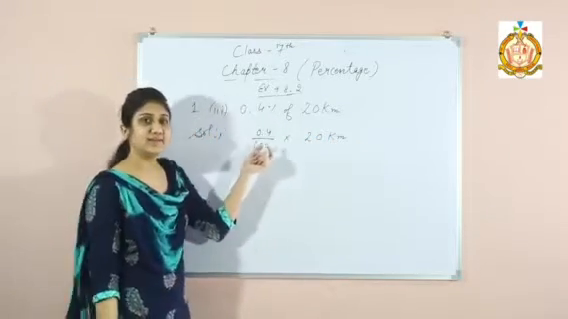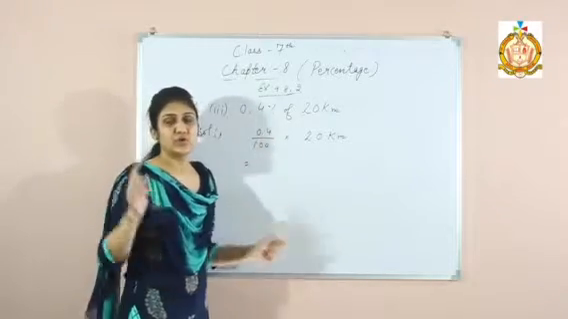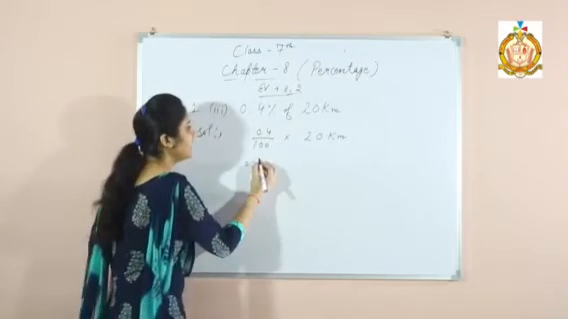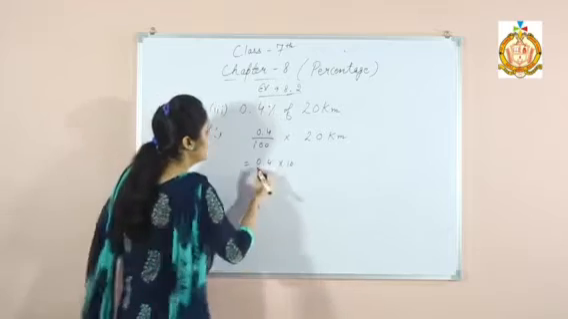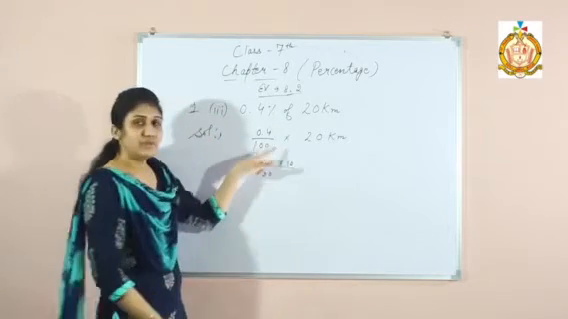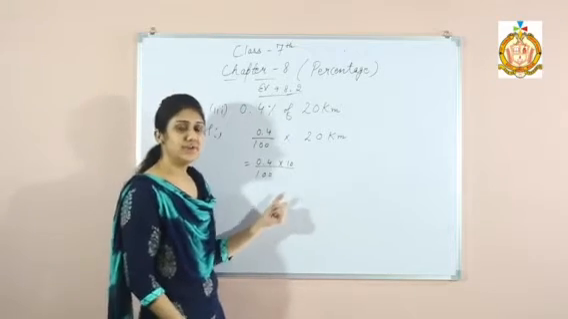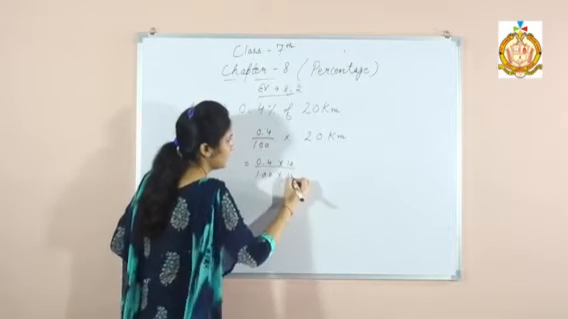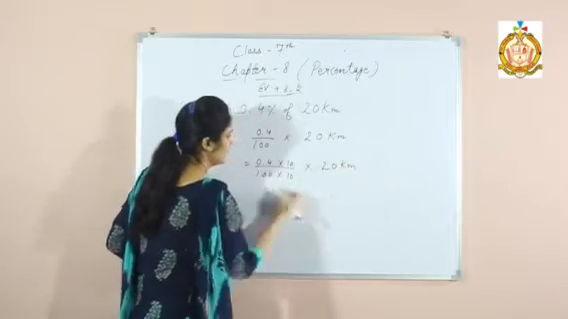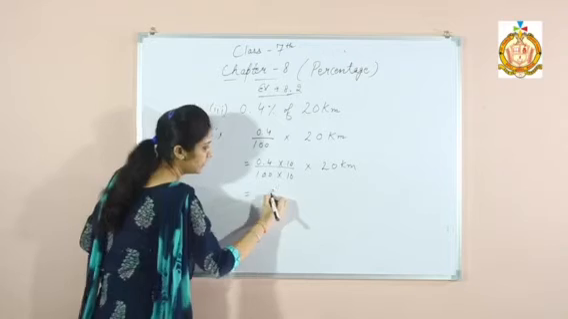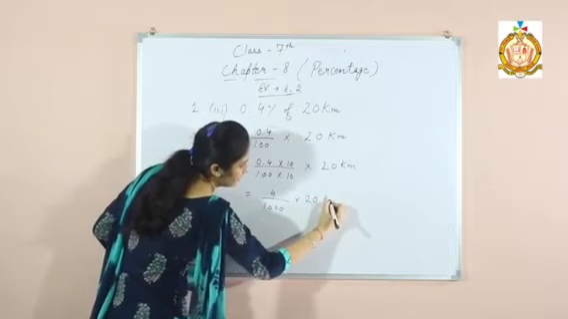Here we see that there is decimal. So to remove the decimal, we want to shift its position towards right to one decimal place. So we can multiply the numerator with 10 to make it 4. If we have multiplied the numerator with 10, so to balance the numerator and denominator, we have also to multiply the denominator with 10, into 20 kilometer. So we can write here 4 upon 1000 into 20 kilometer.